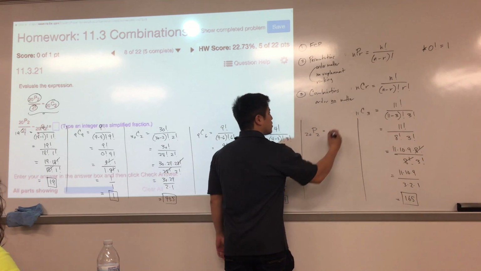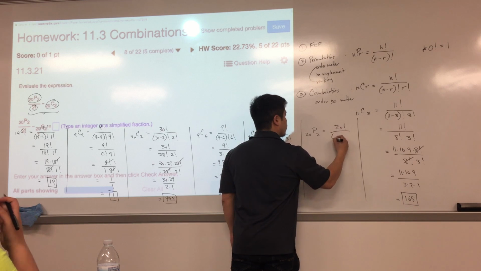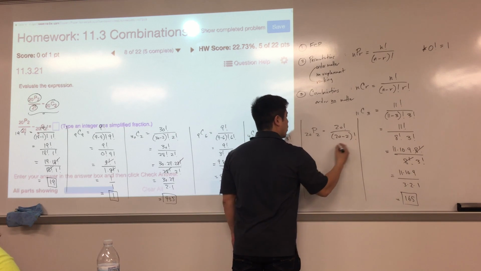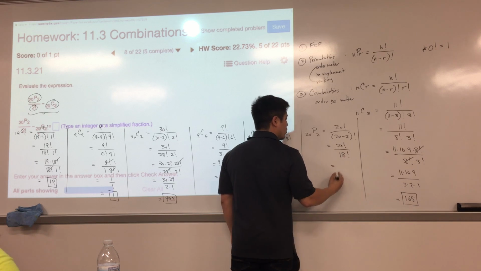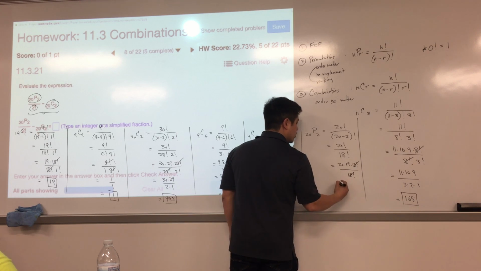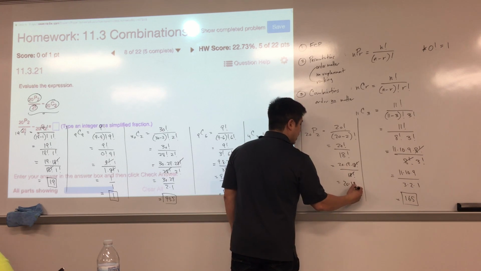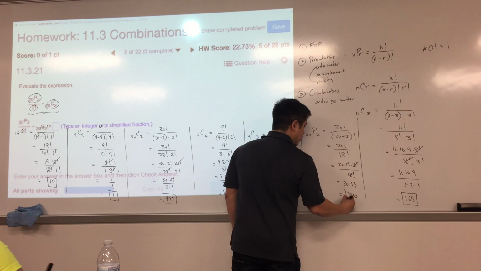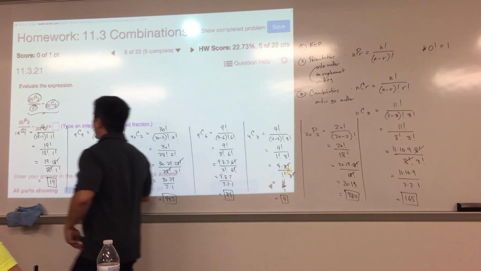So this is 20 factorial over 20 minus 2 factorial, which is 20 factorial over 18 factorial. We learned our lesson. 20 times 19 times 18 factorial over 18 factorial. Cancel those. That's 20 times 19. Somebody got it? 380. Thank you. So what do we have here?